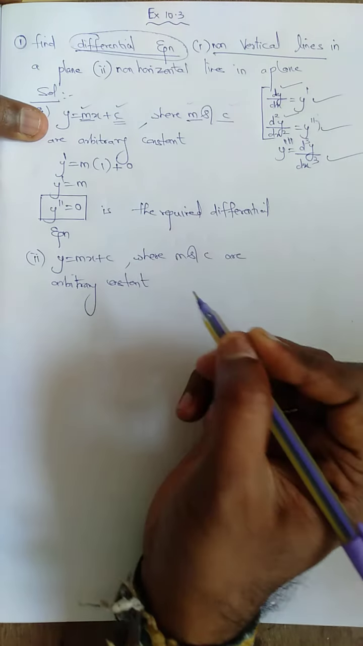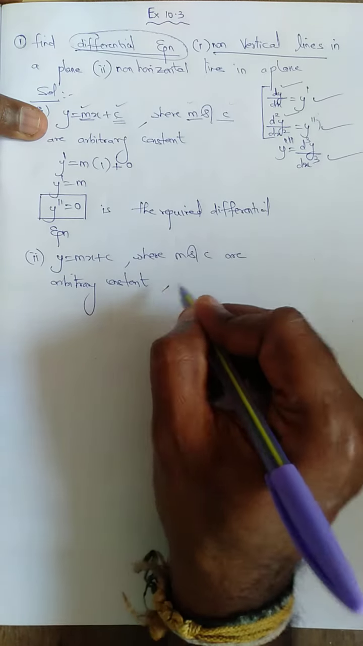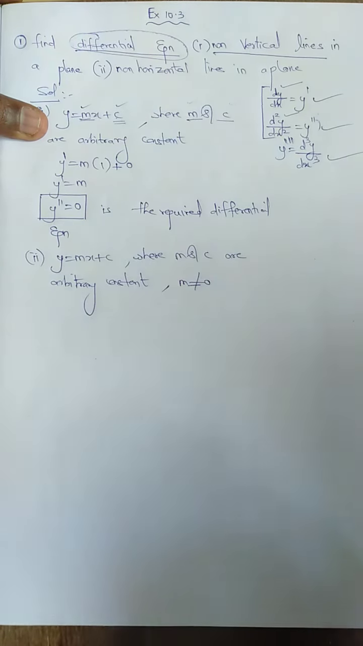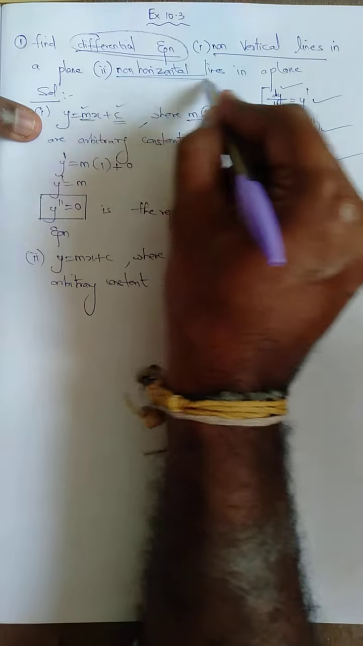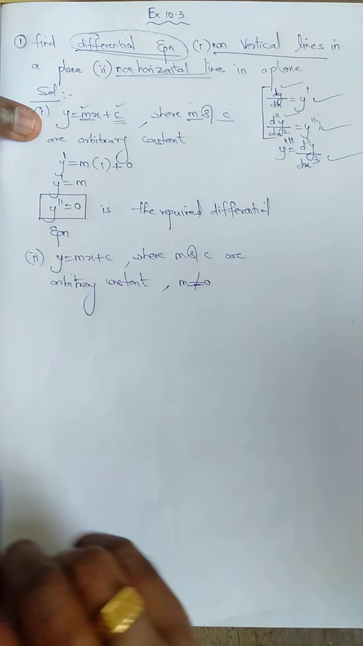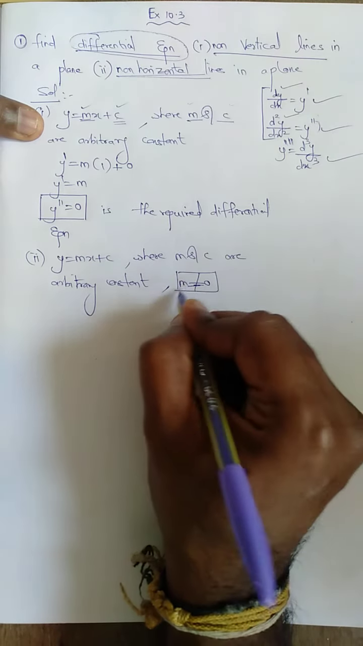Where m and c are arbitrary constants, here m should not equal 0, because it is a non-horizontal line. That is, the slope should not equal 0. Non-horizontal line means it is not a vertical line, so m should not be 0. So this condition is a must: m is not 0.